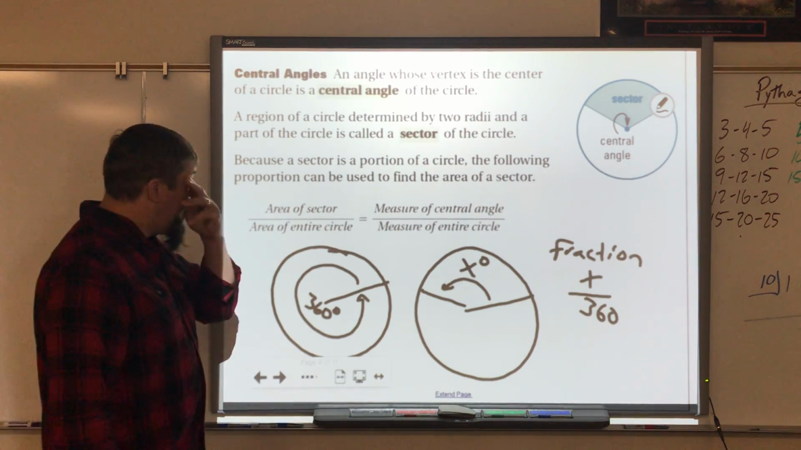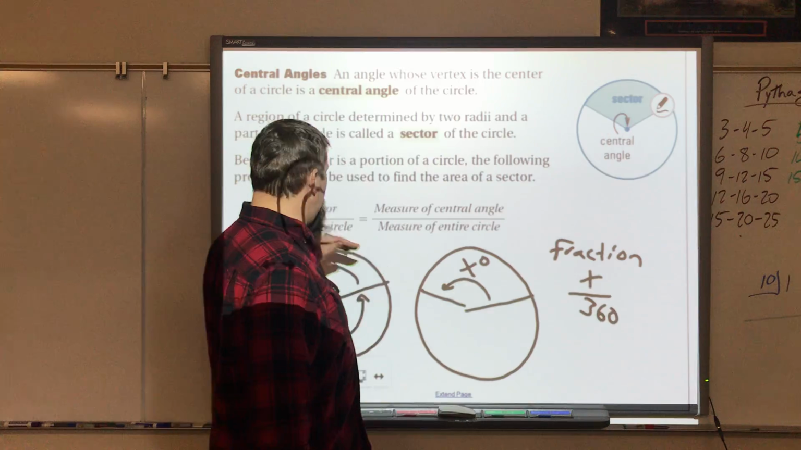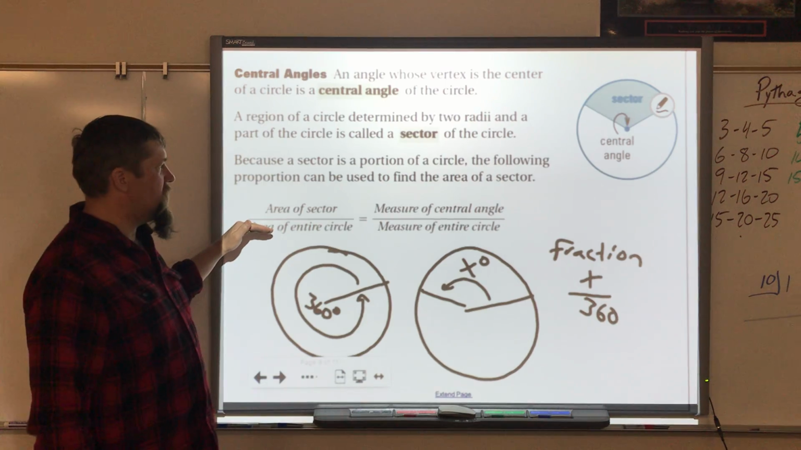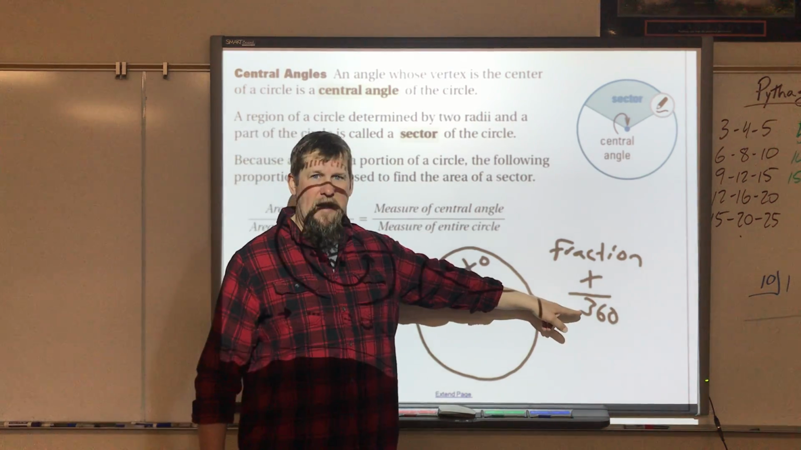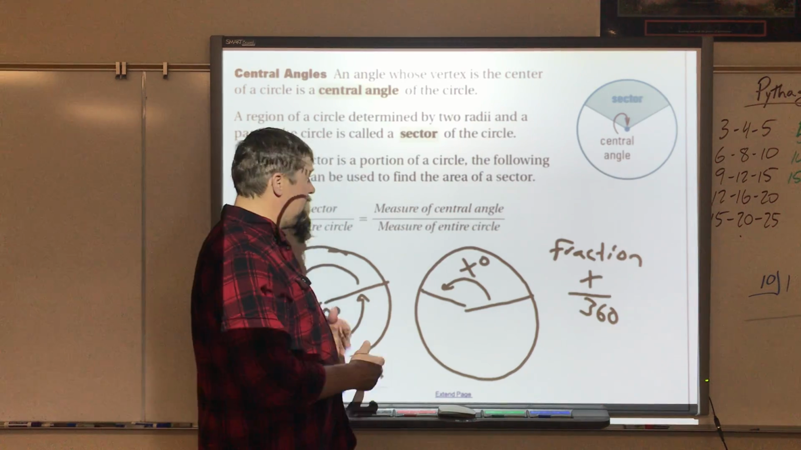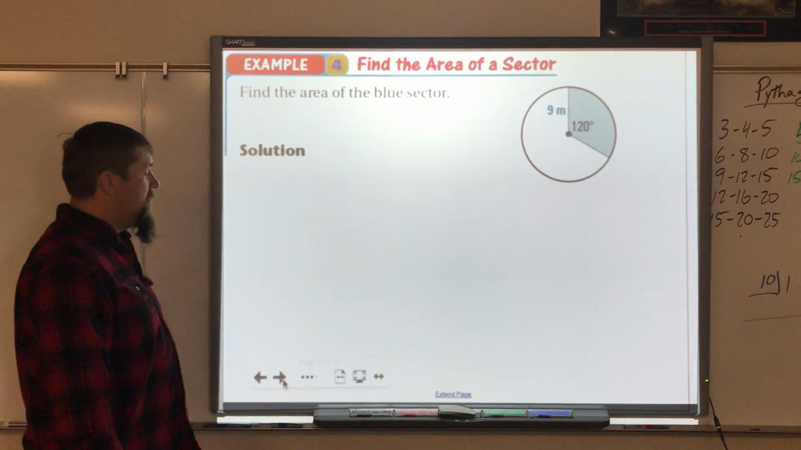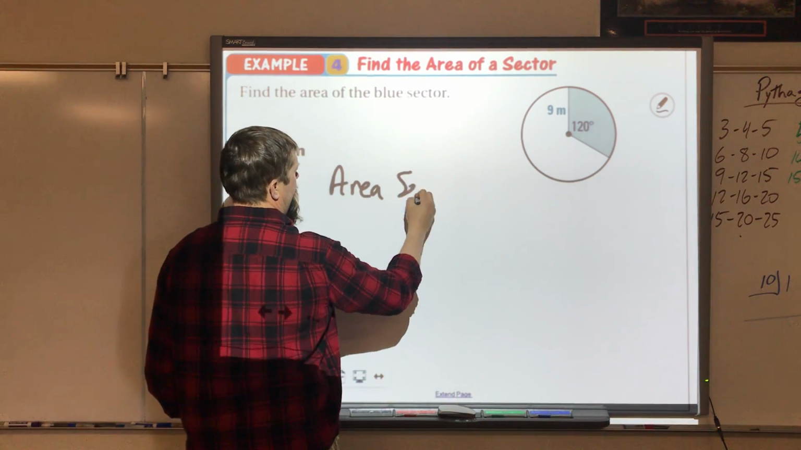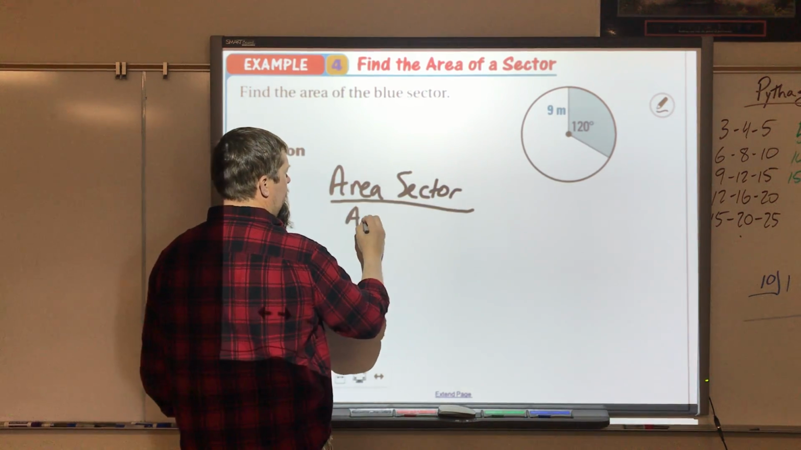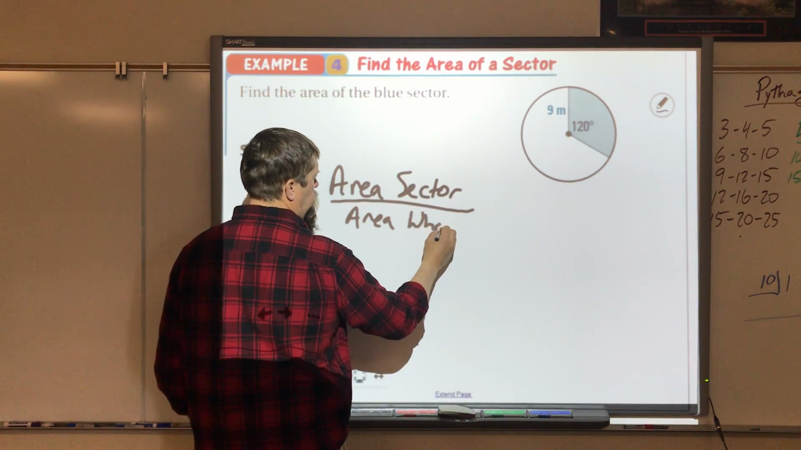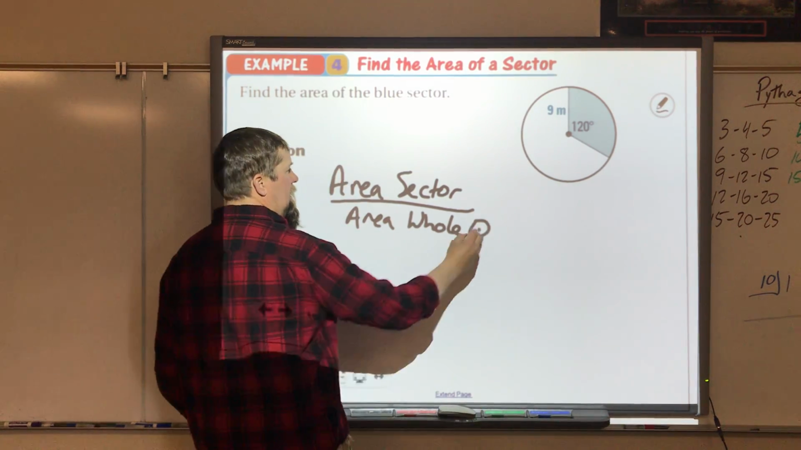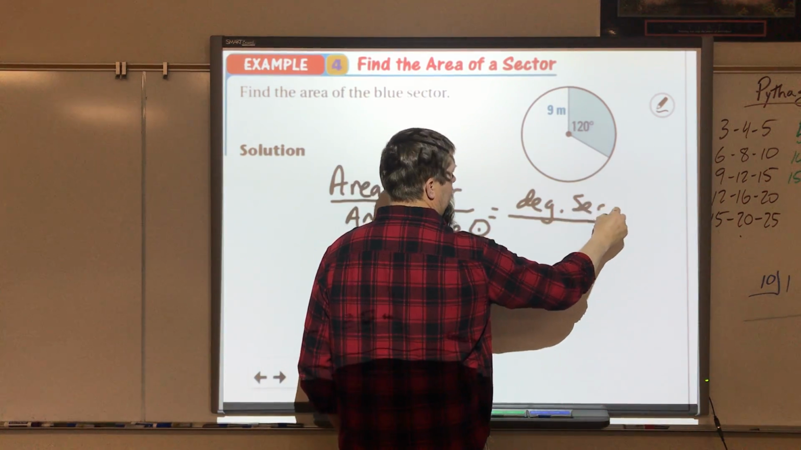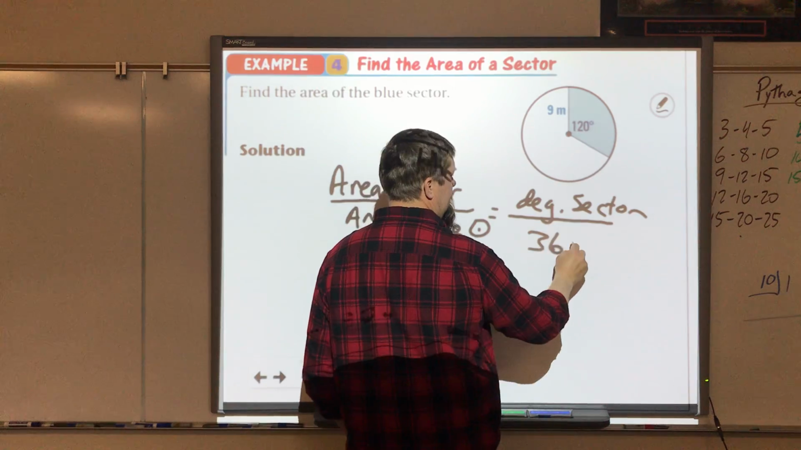So to find the area of that piece, the area of the sector over the area of the entire circle is equal to this fraction. Okay? So that's how you do it. You set up a proportion. So let's do this and show you. The area of the sector over the area of the whole circle equals the degree of the sector over 360.